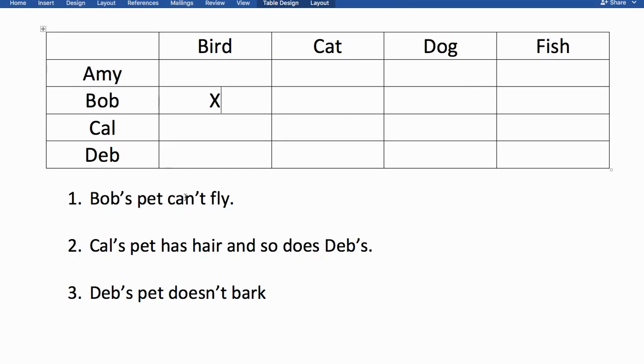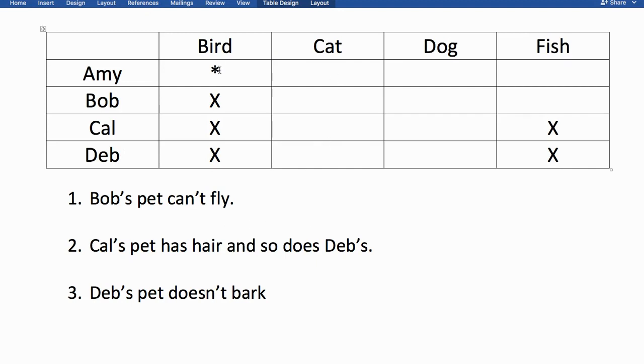That's what we've done. The second one says that Cal's pet has hair and so does Deb. So both Cal and Deb have pets with hair. So if we look at bird, cat, dog, and fish, the two that have hair are the cat and dog. So what that means is that Deb and Cal cannot be the bird, and they cannot be the fish. What that has done now, by eliminating these three, is left us with only one possibility, which is that Amy owns the bird. That's her pet.